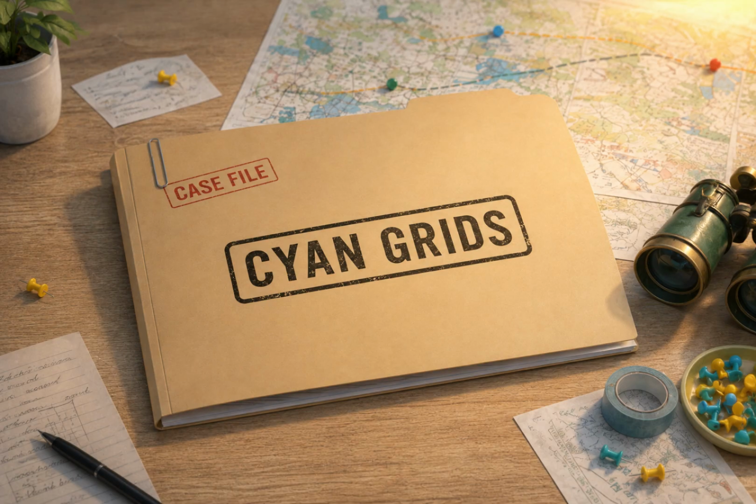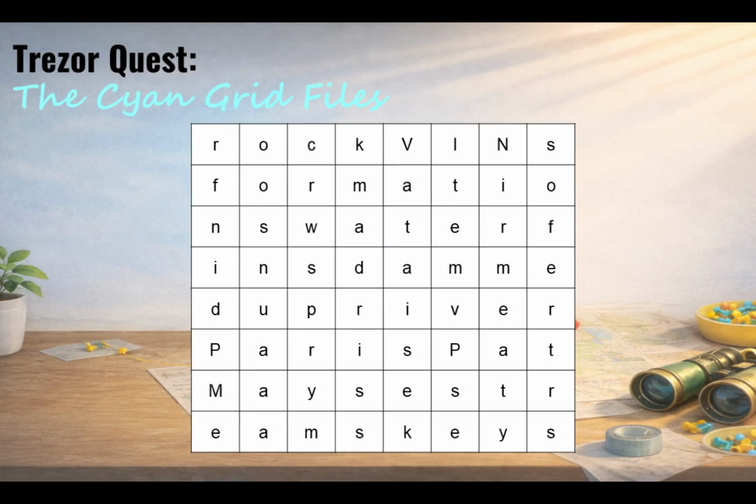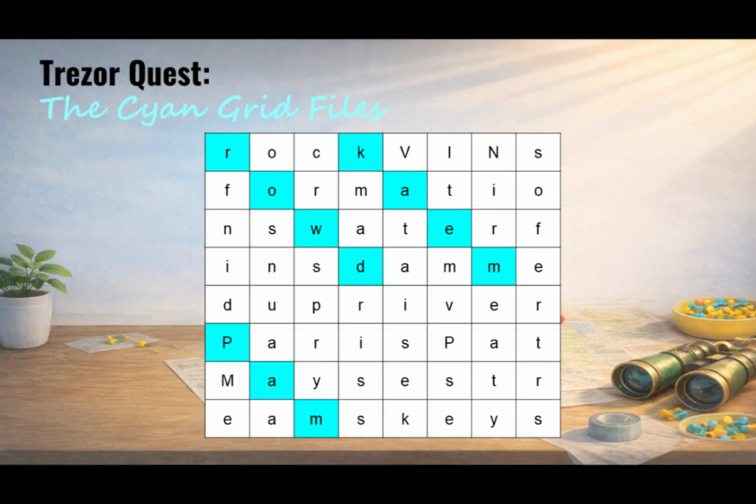Welcome back to the Cyan Grid Files. In episode 1, we established the location riddle as a clean reference point. It naturally formed an 8x8 grid and gave us one confirmed piece of evidence: make, word, map.